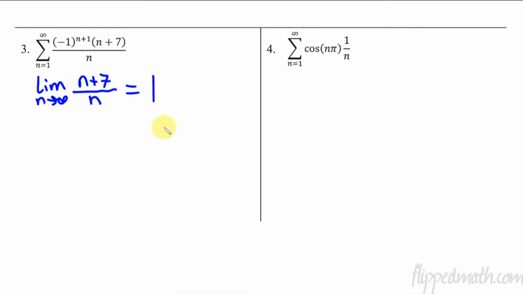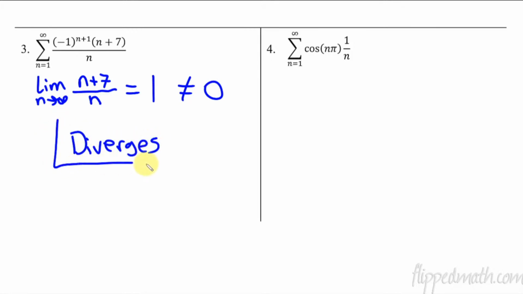You have to know your horizontal asymptotes, right? We're going off to infinity. This is the first power. This is the first power. The leading coefficients are 1. So this equals 1. That does not equal 0. So therefore, we can stop. We don't even need to check the second condition that it's decreasing or not, because whether it is or not, it doesn't matter. It does not meet this condition. Therefore, this thing is going to diverge. And we're done. So it diverges.